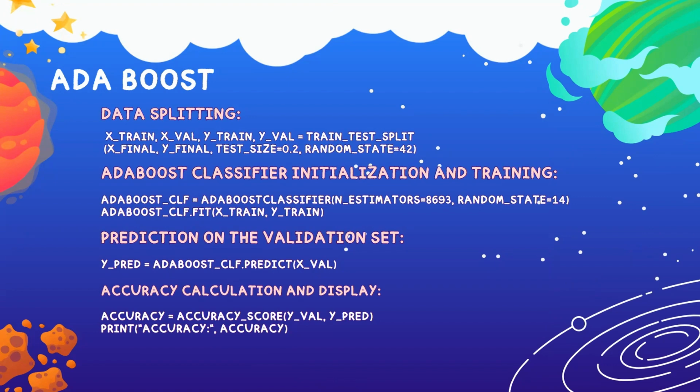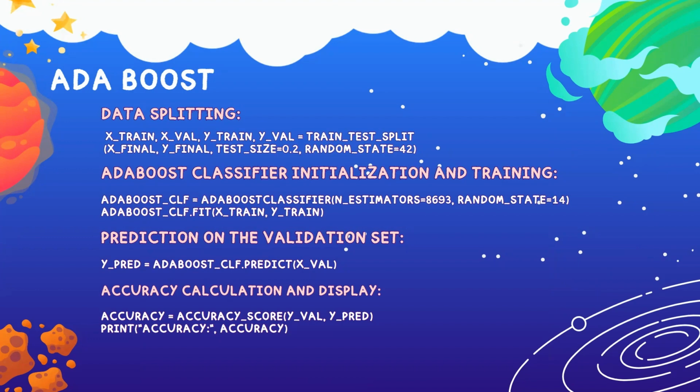So the next part is AdaBoost, and here's my code. Here it can be broken down into 4 parts. The first part is data splitting, and the second part is AdaBoost classifier initialization and training. And the next is prediction on the validation set. The next part is accuracy calculation and display.